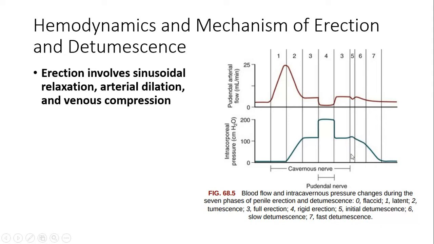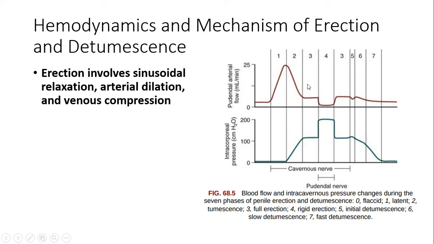Then in phase number 5, initial detumescence is happening. There is a little decrease of arterial flow going on, and a little increase of venous compression. Then gradually you see venous outflow remains and arterial supply decreases. Venous outflow also decreases. So this will be slow detumescence, and in phase 7 we have fast detumescence.